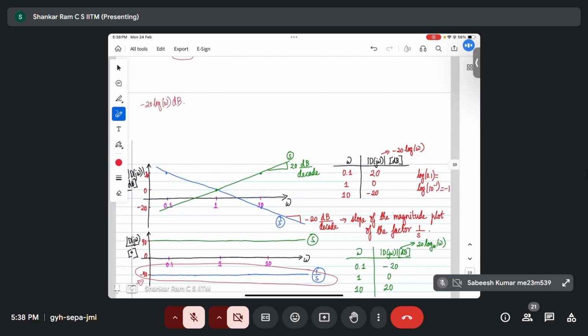Now, how do I do this? For this, we can typically construct a table. Let's plug in some values of omega without loss of generality. When omega equals 1, what will happen to the magnitude? It will be log of 1. What is log of 1? It is 0, so the magnitude will become 0 decibels. Now, once again, this is a convention: we tend to plot the Bode plot in a frequency range of interest.